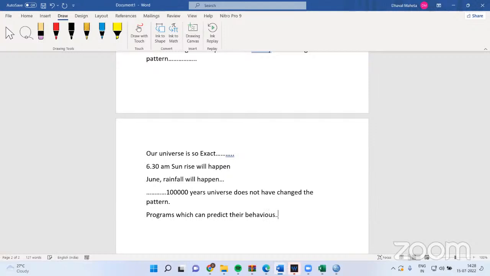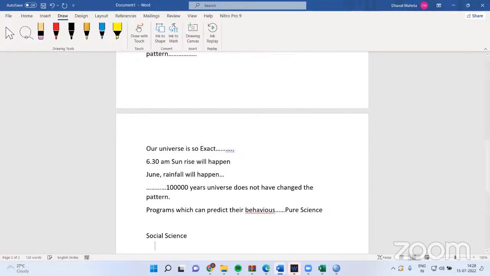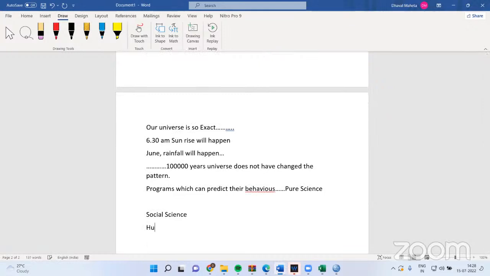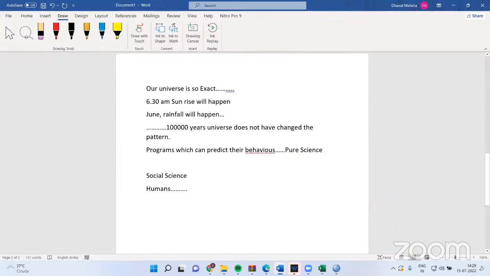So this is a science which is known as pure science. We all come in the social science, where we are dealing with humans. Humans are the most famous people to change the pattern. They are highly unpredictable. They are least reliable.